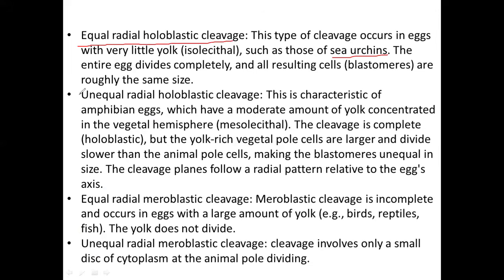Next is unequal radial holoblastic cleavage. So this is found in the amphibian eggs. Done. Next is equal radial meroblastic cleavage is found in the birds, reptiles, and the fishes. Next is unequal radial meroblastic cleavage, where very small discs of cytoplasm at the animal pole division will be occurring.